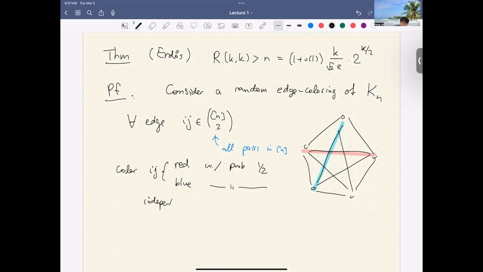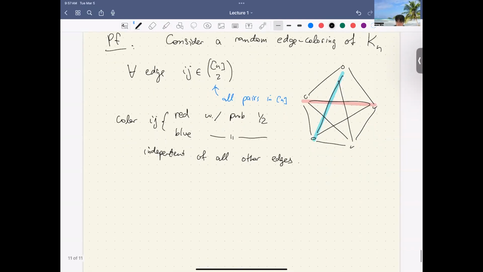Independent of all other edges. Good. What are we going to do now? What we don't want to see: we don't want to see a monochromatic clique of size k. So let's estimate the expected number of the bad configurations that we don't want to see.